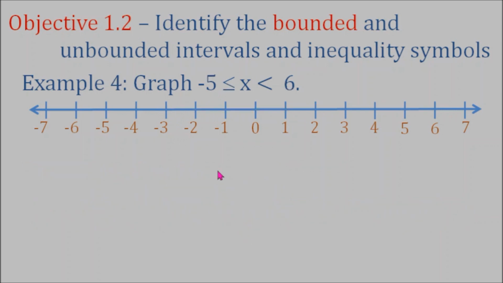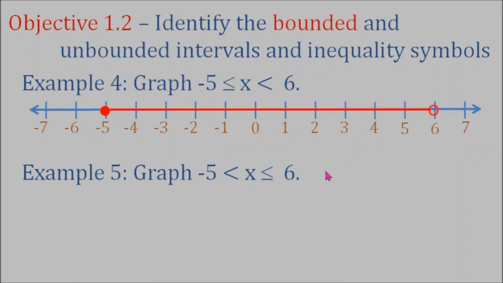Example number 4. Graph -5 less than or equal to x less than 6. Here we are going to put a closed circle on -5 and an open circle on 6. So again, this is a closed circle because this is less than or equal to, and on 6 we have an open circle because it's just less than. Then we are going to shade the part between the two numbers.